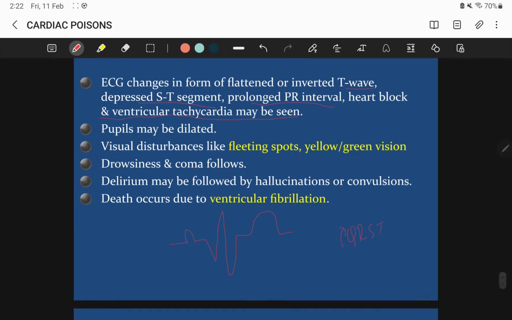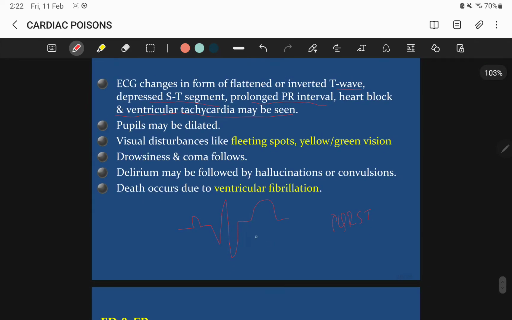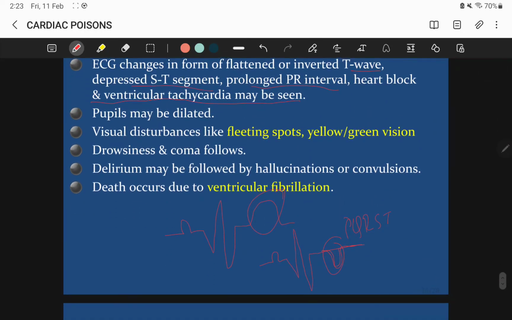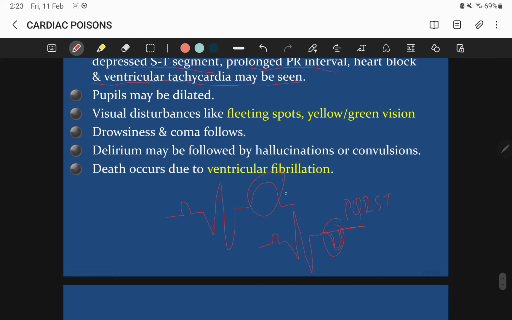In the form of flattened or inverted T wave, so this is normal, but here we have a flattened or inverted T. PQRS, no T, so it is either flattened or inverted T. Something like this would occur. Normally this should have occurred, but this occurs. So this is what you will see. And then there is the T wave, and the depressed ST segment, which can also occur.